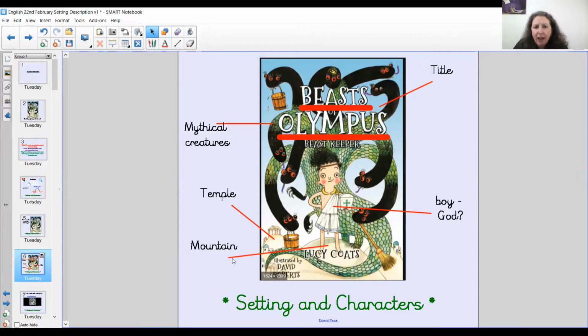There is a picture here that the boy is standing on. So the picture on that front cover, the boy is standing, and he's standing on what looks like a mountain. And I can link that to what I know about ancient Greece, because I know that Mount Olympus was home to the gods, which links in with the title. And I can also see a temple. So this front cover of our book gives us lots of clues about the setting and about the characters.